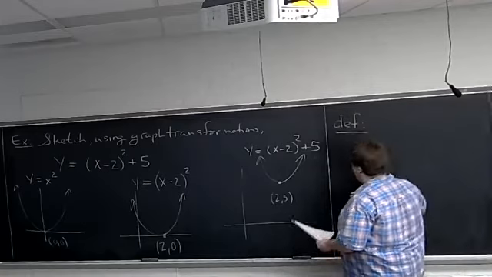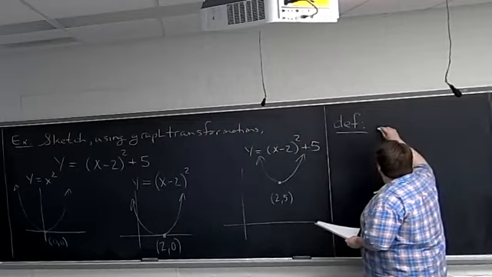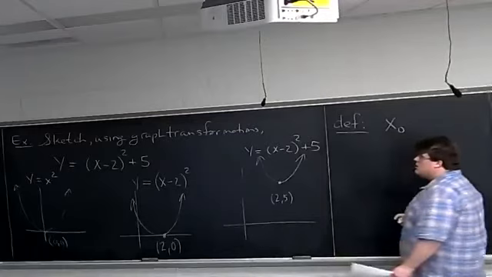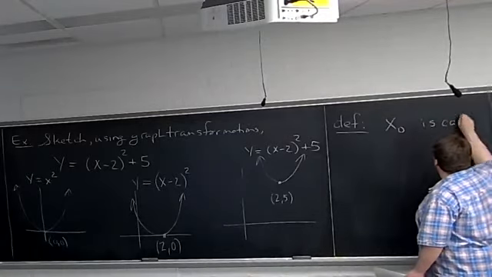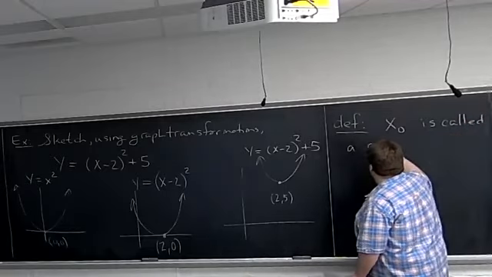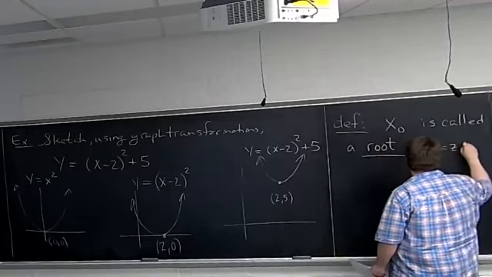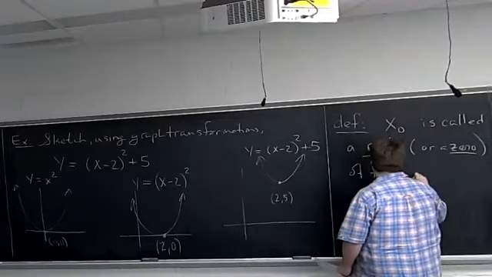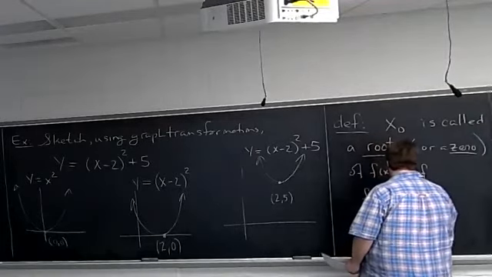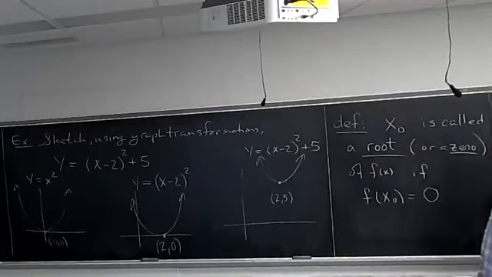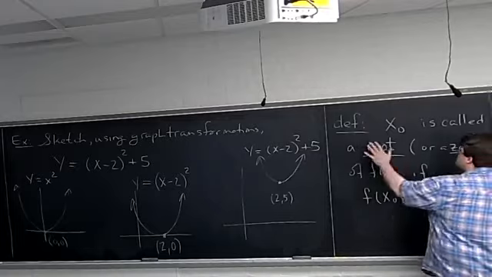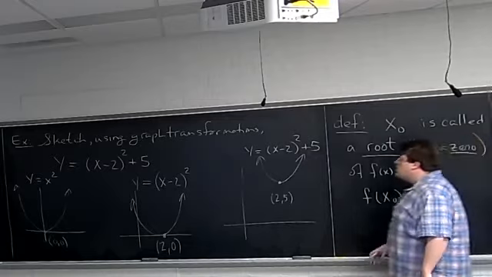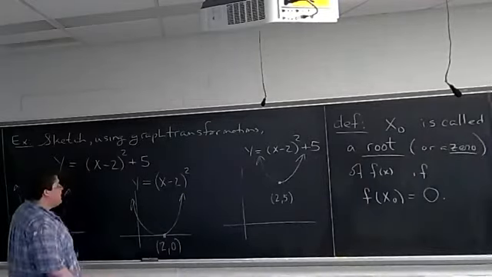Definition. x zero, lowercase x sub zero, is called a root, a zero, of a function if f evaluated at that x zero value equals zero. So for our functions, we take x values, we throw them into our function, and they evaluate to something. A root will be if it evaluates to zero. And what we're going to do next is find roots of quadratic functions.